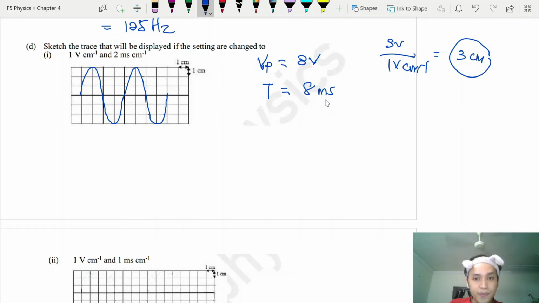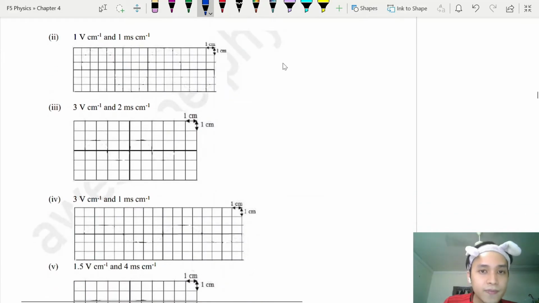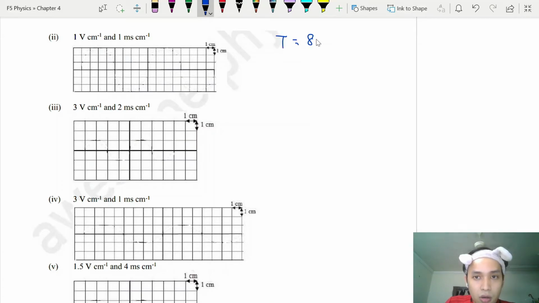My one wave is 8 milliseconds, meaning one wave is like this, 8 milliseconds. Just take this, divide this one, then you will know how many boxes for one wave. Let me show you a bit more, let me show you all, then it's easier for you to calculate. Again, we are using the same peak voltage. 1 volt per centimeter again, so it's 3. Now your time base is 1 millisecond per centimeter. So you just take your 8 milliseconds and divide by this.